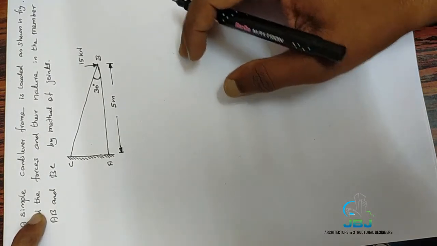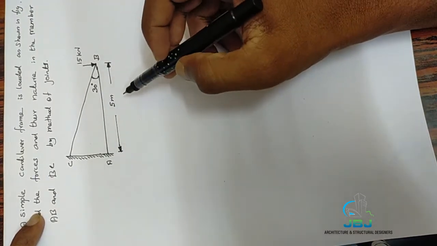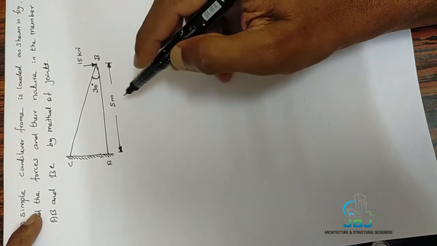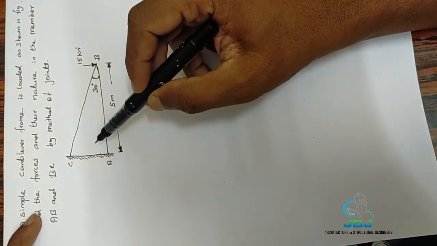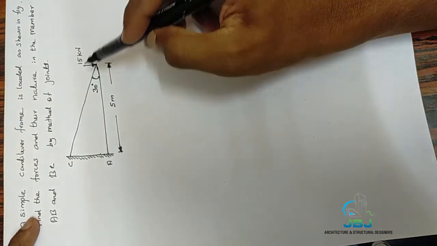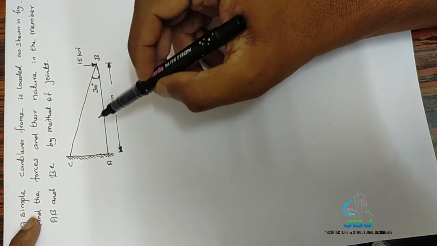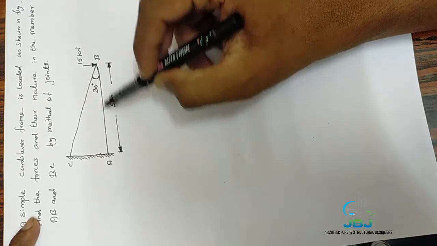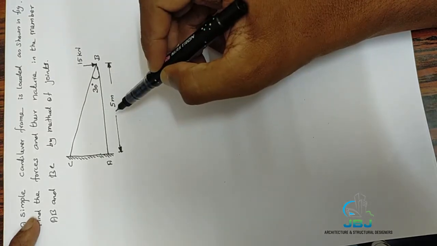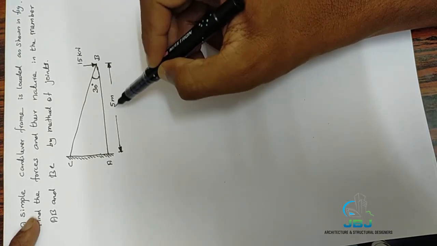Here, look at the diagram very carefully. Here is one cantilever truss which is given in the problem very clearly. Cantilever means, already you know, right? One end is fixed, the other end is free. This kind of truss is called a cantilever truss. So the span of the truss is 5 meters. We know the span, right?